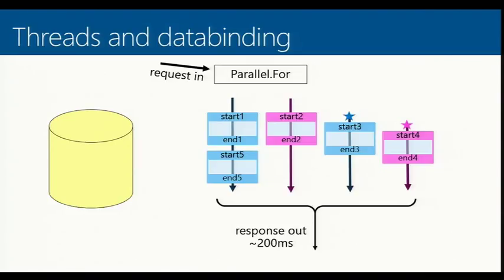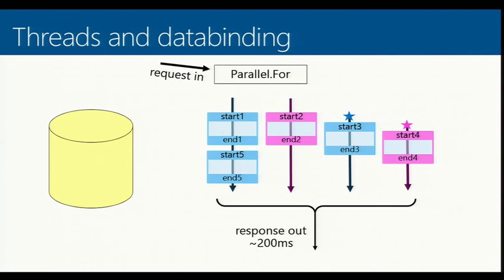The question is, how quickly does the thread pool respond? Pretty slowly. It's got a hill climbing algorithm. I'd expect it to respond by injecting about 1 thread per second. So this Parallel.For is not a way to get responsive code. If we suddenly get a big load of requests, the thread pool is not going to scale up quickly to respond to them.